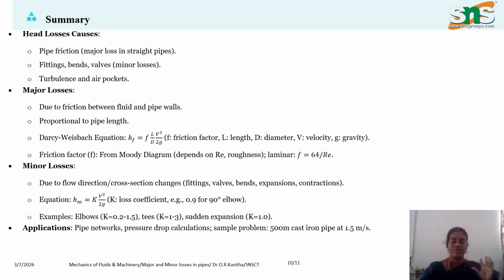The main reason for studying this topic is that if you want to plan or do any pipe networks, we have to know about this. Also, if water is supplied from a tank to houses or for some industrial purpose and any drop of pressure occurs, we have to measure it. So you have to know about the losses in the pipes.